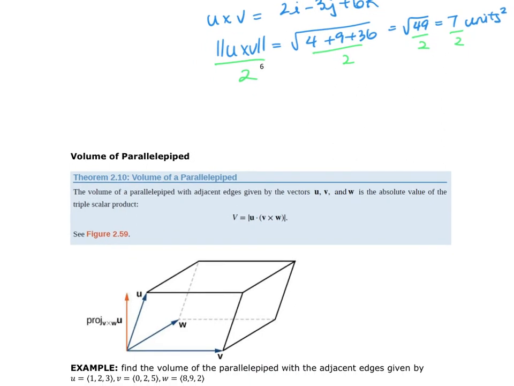We can also find the volume. So the volume, a really nice, easy proof to go through in the book, can be found by the 3 adjacent sides: U dotted with the cross product of V and W. And it doesn't really matter the order. Use the order that is the easiest, and then you do the magnitude of it.